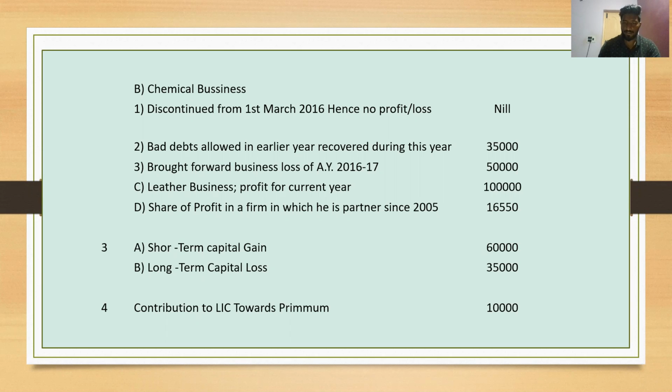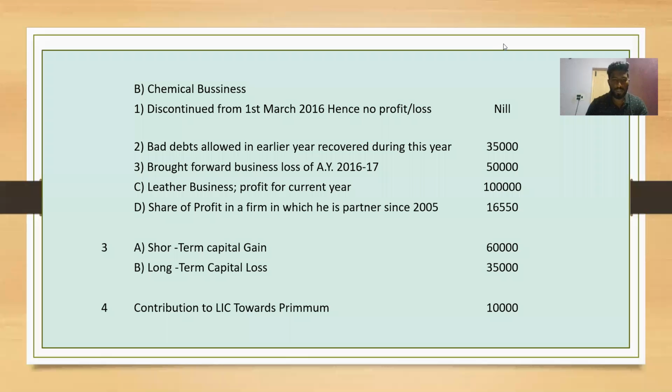Short-term capital gain is 60,000. Long-term capital loss is rupees 35,000. Contribution to LIC towards premium is 10,000 rupees. So we'll go to the solution part of this problem.